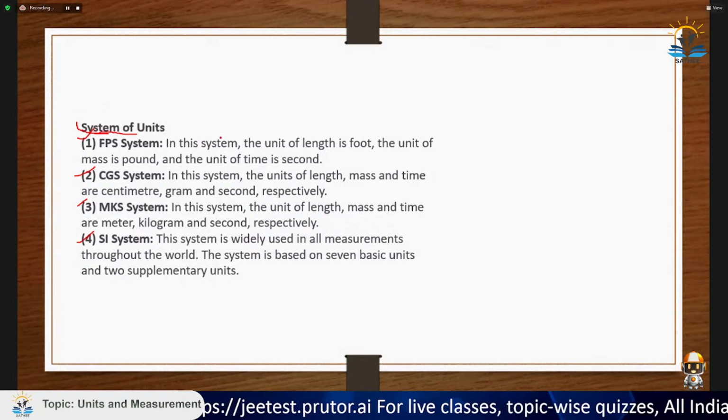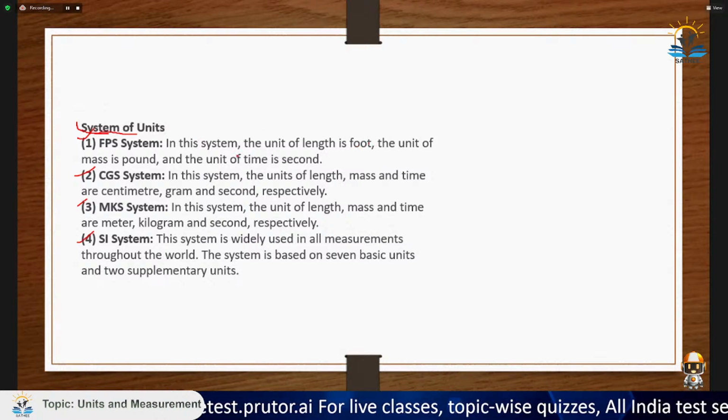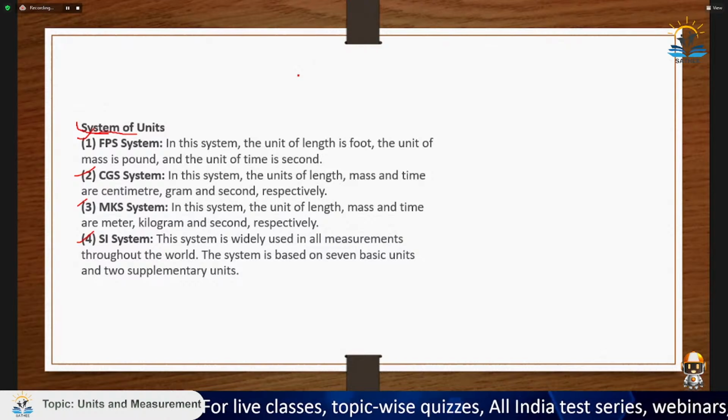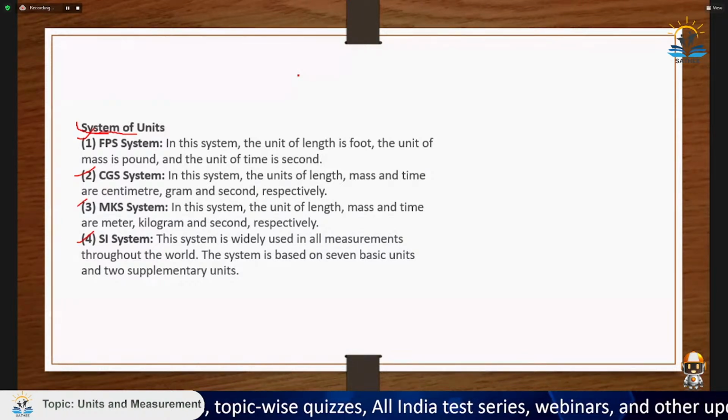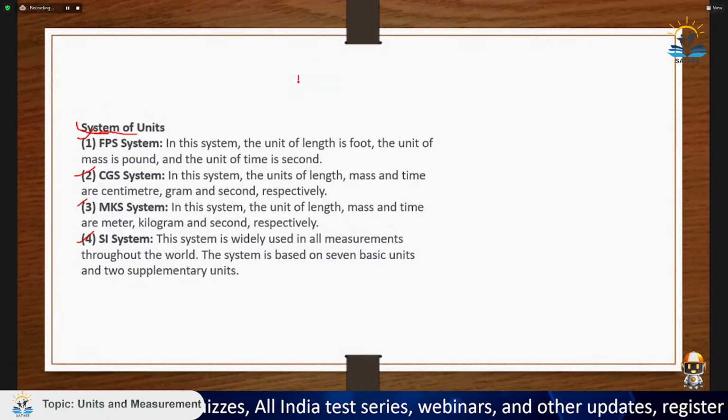FPS system. In this system, the unit of length is foot, the unit of mass is pound, and the unit of time is second. After a few slides, you will also learn what dimensions are. In dimensions, you try to define the dimension of any quantity using preferably these three quantities, which are mass.